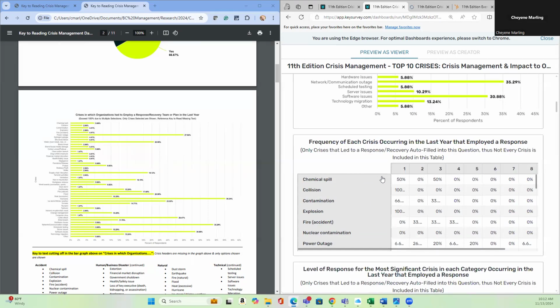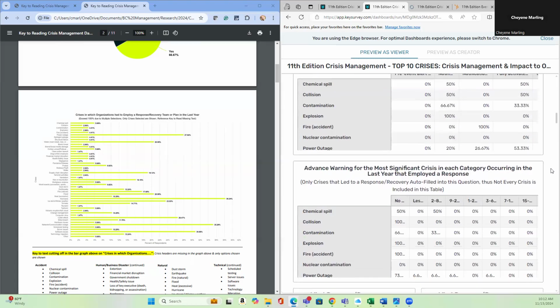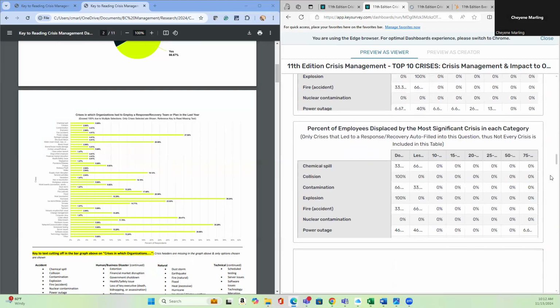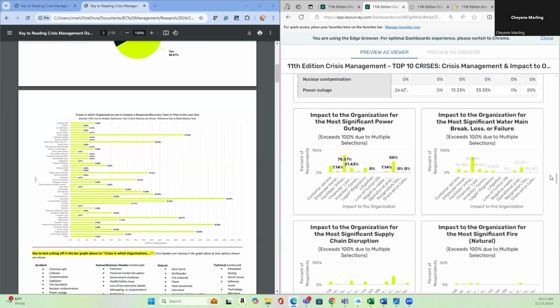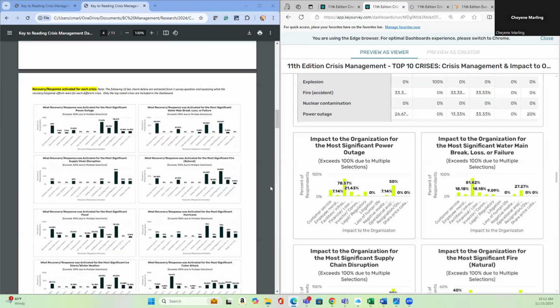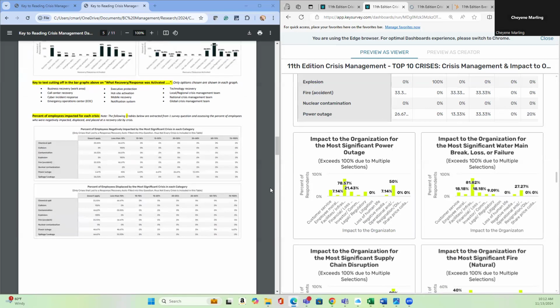So the data is skewed because if only 4 people chose chemical spill, only 4 people answered the question of, well, how often did you have a chemical spill within your organization? So you will see all of them listed in the table. But please note that really the dashboard is meant to focus on the top 10. If we scroll down again, you can also see the same thing. What was the impact to the organization? And it only looked at or assessed the top 10 crises that impacted organizations.